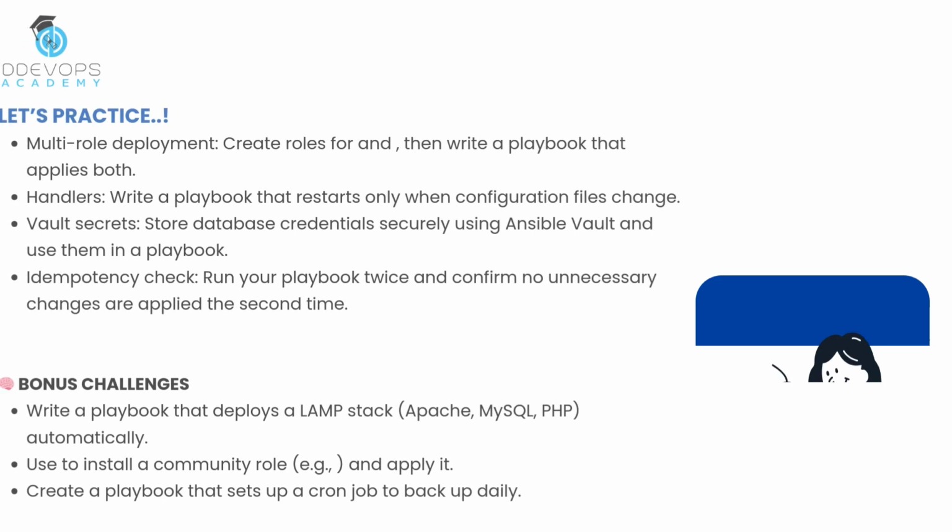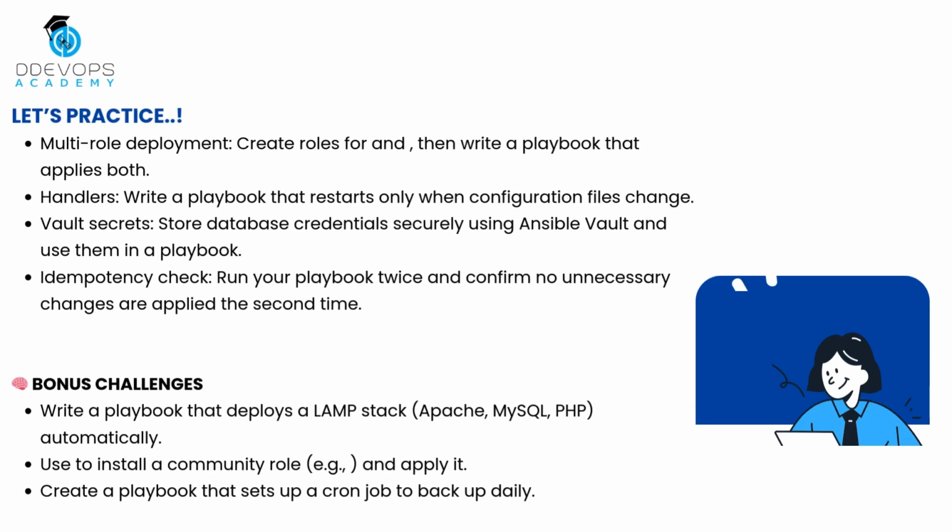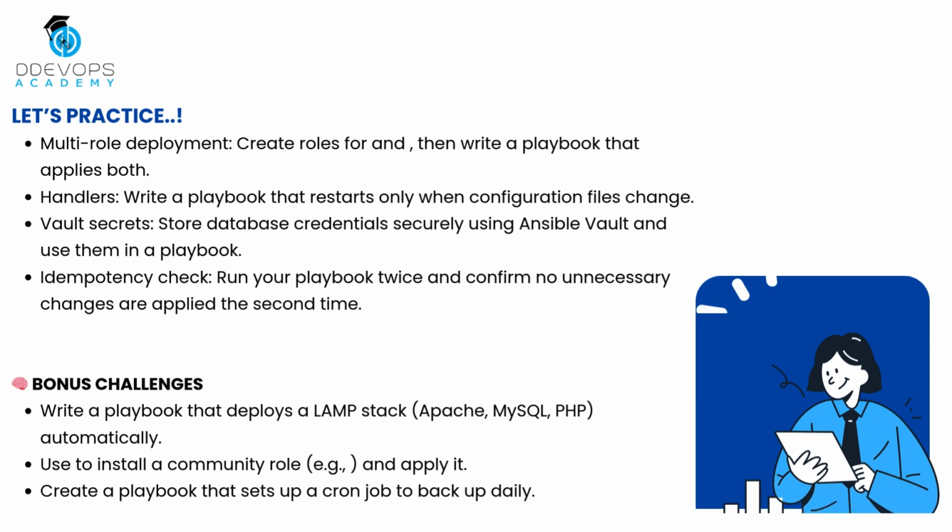Put Ansible into action. Start by creating multi-role deployments, combining roles and applying them in a single playbook. Use handlers to restart services only when configs change. Secure your credentials with Ansible Vault and test idempotency by running your playbook twice. No changes should happen the second time. For bonus points, deploy a full LAMP stack, install a community role, and automate daily backups with a cron job. These exercises sharpen your automation skills and prepare you for real-world DevOps challenges.